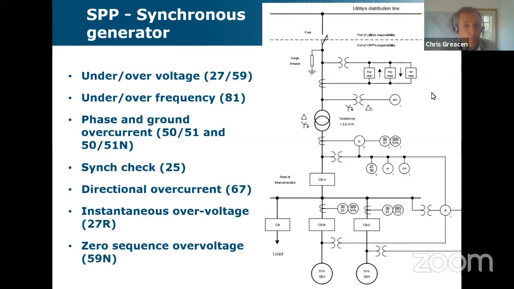Synchronous generators are a bit trickier to interconnect. In addition to the requirements that induction generators have, there's the need for a sync check relay that makes sure that frequency and phase are perfectly matched before interconnecting. And then there are some others. Zero sequence overvoltage, for example, checks the voltage difference between the phases of the generator.